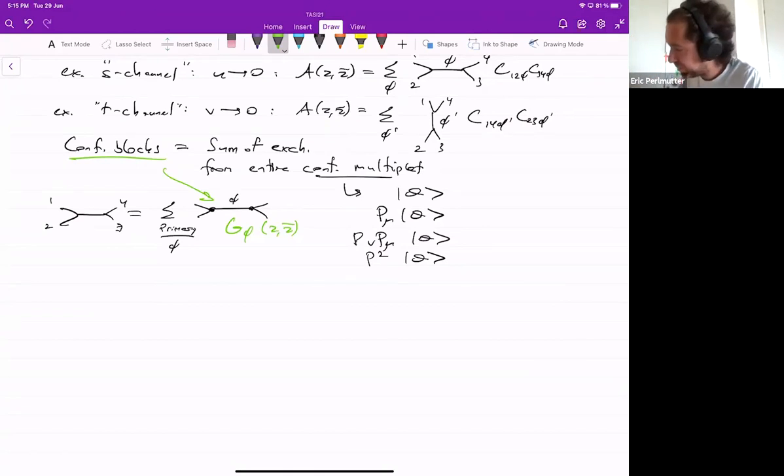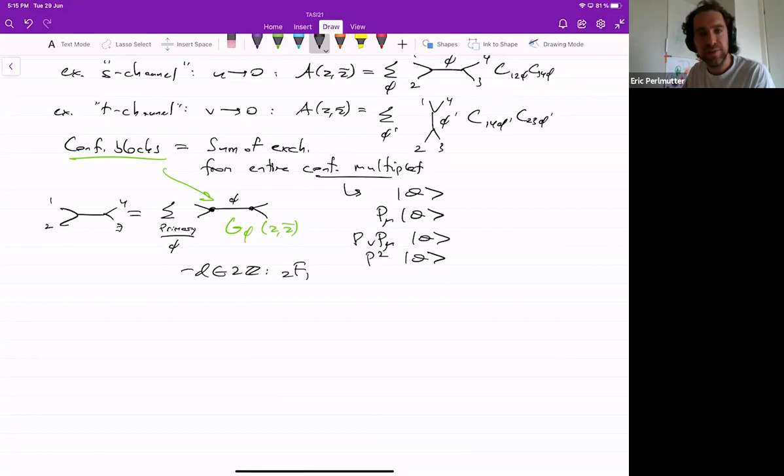In even dimensions, there's a closed form for these conformal blocks, which is basically sums of products of hypergeometric functions. For odd dimensions, there is no closed form.